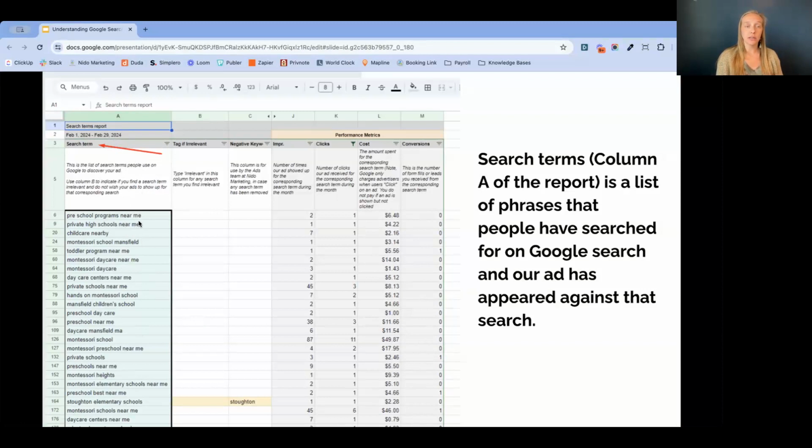So you'll see here, childcare nearby. Maybe you want your ad to show up for that. Montessori daycare. Obviously, we want them to show up for that. Toddler program near me. Definitely, that's a great quality lead. If you have a toddler program, we want someone that's searching for that for your ad to show up. Preschool near me. If you offer preschool, yes, you want your ad to show up. You want the more enrollments that you can. Montessori school in general. So these are just a couple of search terms that you would have.